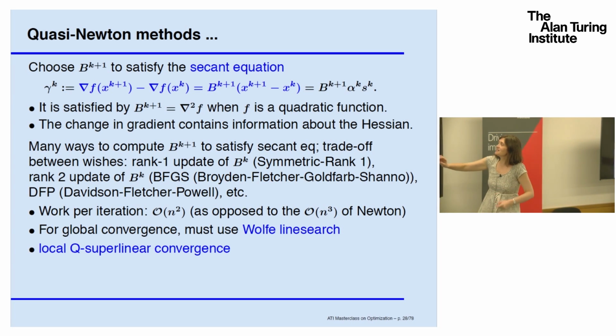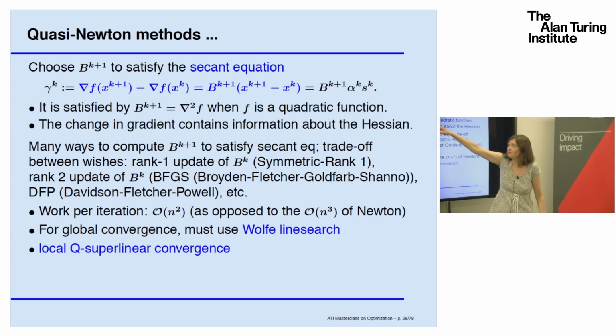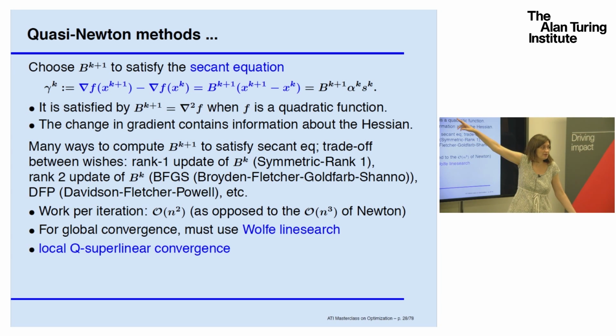There are many ways, because this equation is just n equations, right? So I'm finding Bk plus 1. Bk plus 1 is a matrix, it's a symmetric matrix. But still it's going to have order n squared unknowns in it. So just satisfying this equation, which only has n equations in it, okay? This is a linear system in Bk plus 1, but it only has n equations. So I can't find all of my Bk plus 1 from this secant equation only. So I need to impose a bit more.